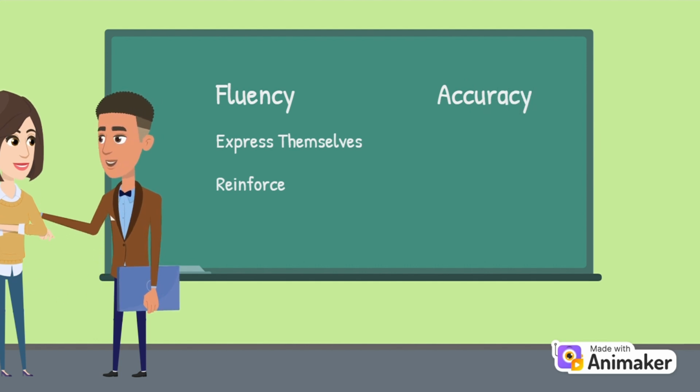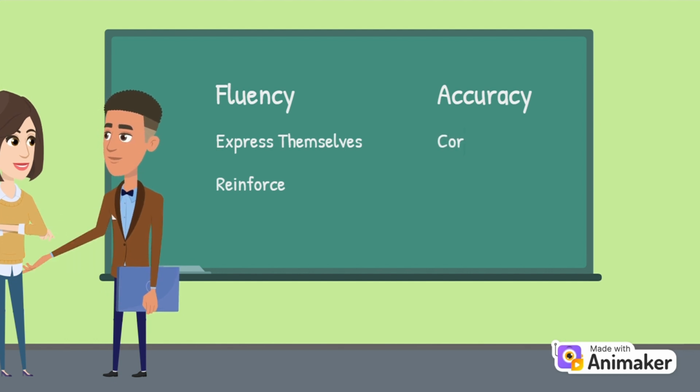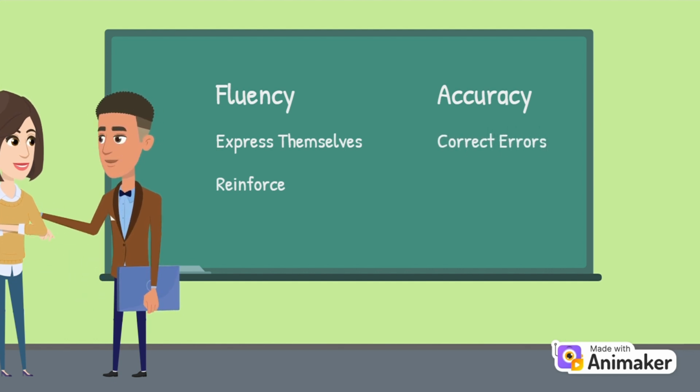Accuracy. In terms of accuracy, learners may lack confidence in speaking correctly, which may deter them from speaking. Teachers should promptly provide feedback and correct errors to help learners rectify mistakes, renew their self-confidence, and accelerate their development.